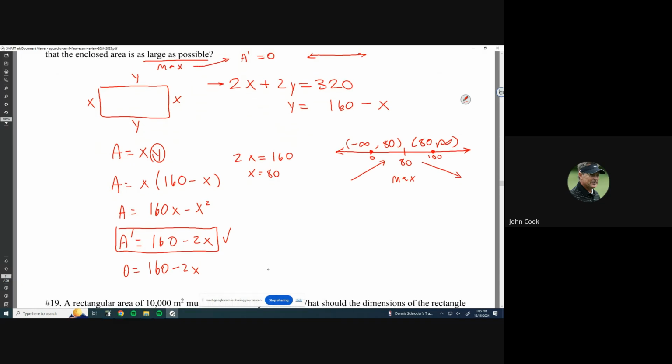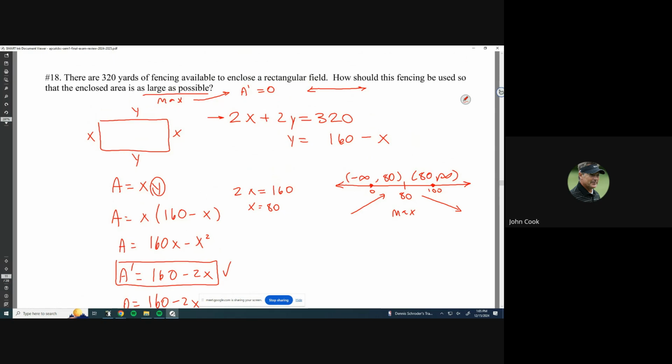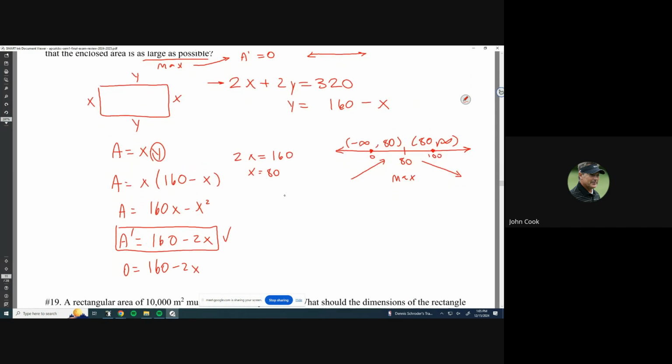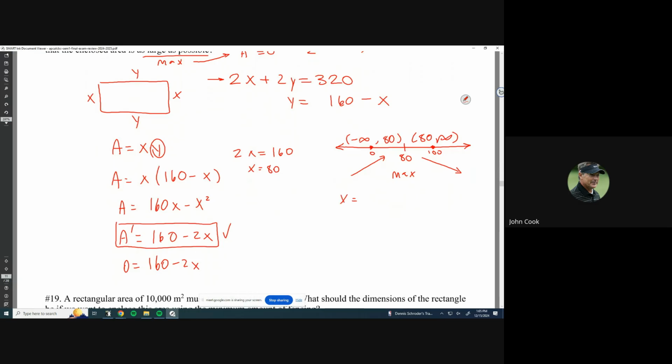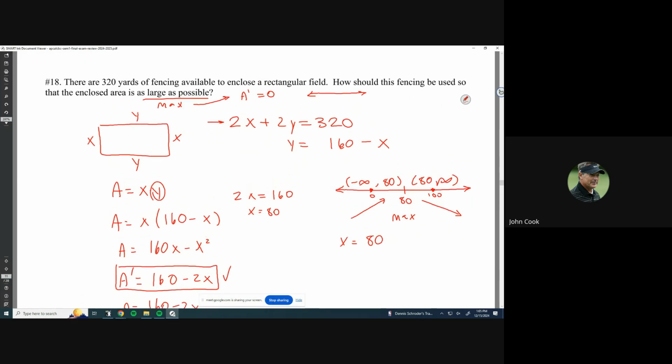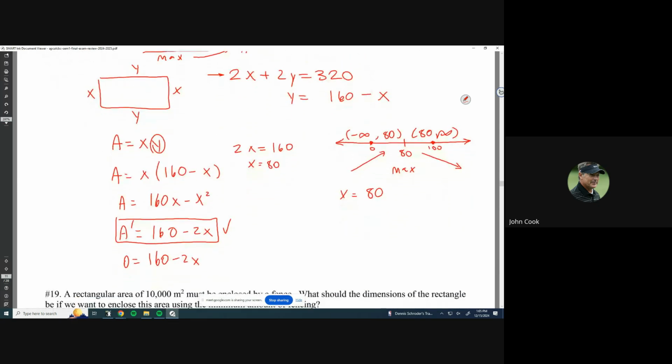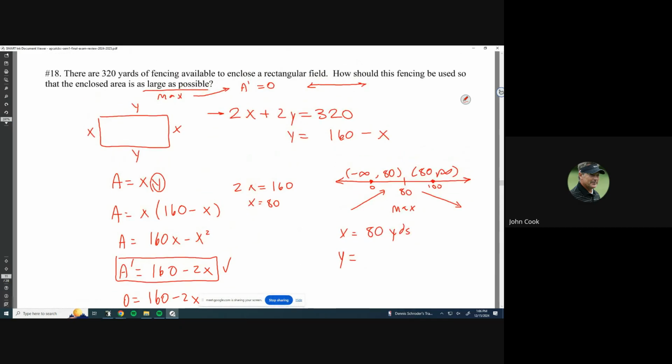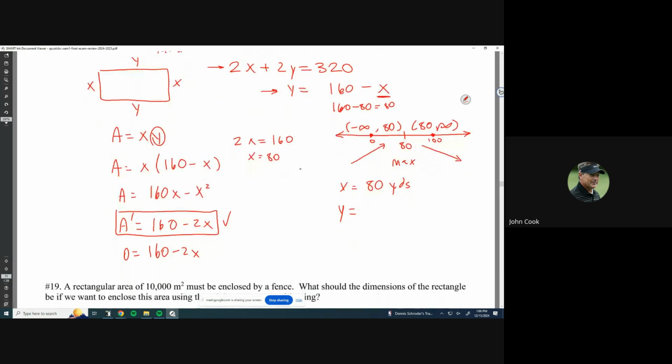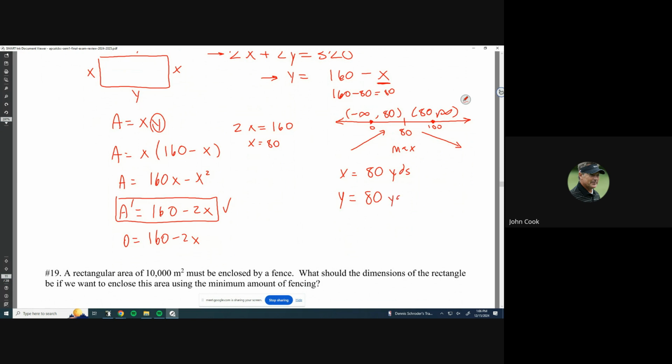So that means that this has to be a maximum. And that gives me the first part. How should the fencing be used so that the enclosed area is as large as possible? x is going to be 80 yards of fencing. And then y: if I go back over to here and plug in my x value, 80, 160 minus 80 is 80 again. So the y value is going to be 80 yards as well. So this will maximize the area.